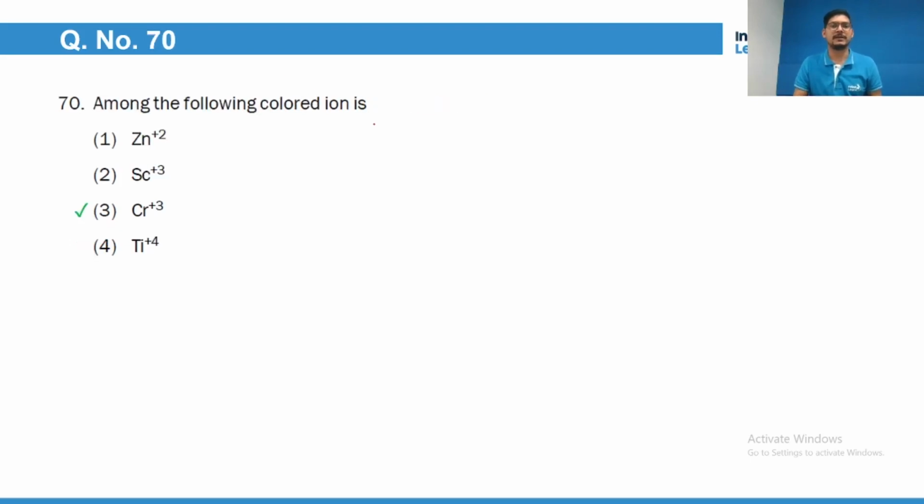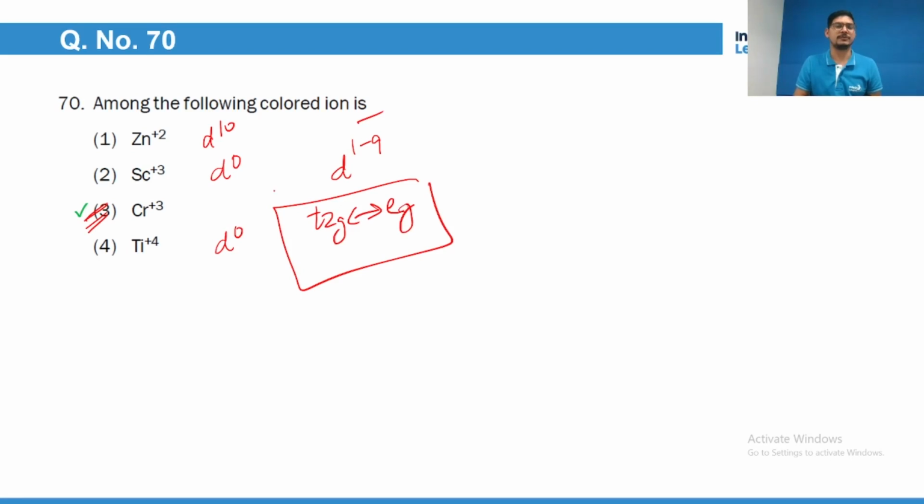Among the following, the colored ion is the one which has incompletely filled d subshell. Alright, so chromium has incompletely filled, zinc 2+ has d10, scandium 3+ has d0, and titanium 4+ has d0. So this is incompletely filled. It has unpaired d electrons, so it can have t2g to eg transitions, right? So this will be colored.